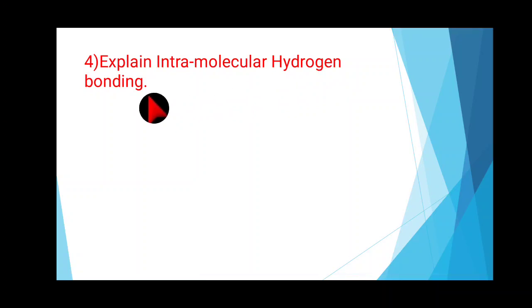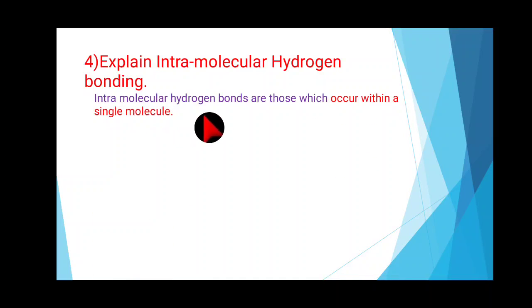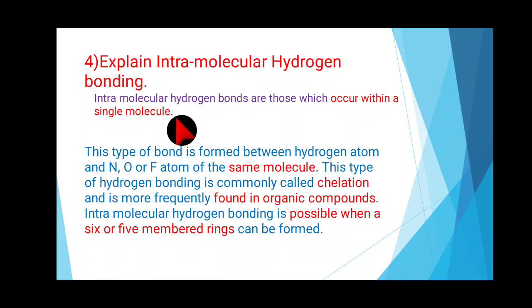Explain intramolecular hydrogen bonding. The intramolecular hydrogen bonds are those which occur within a single molecule. Here, this type of bond is formed between a hydrogen atom and a nitrogen, oxygen, or fluorine atom of the same molecule. This type of hydrogen bonding is commonly called chelation, right? It is more frequently found in organic compounds.